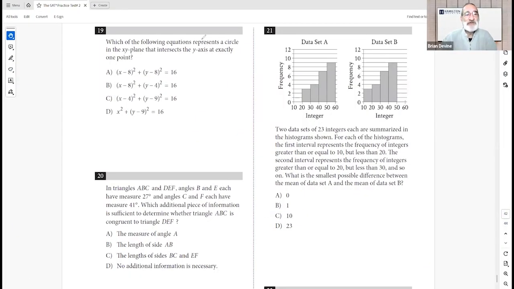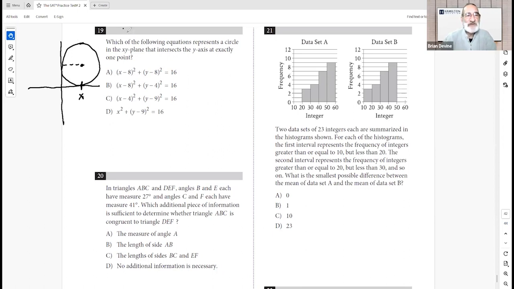Question 19. Which of the following equations represents a circle in the xy plane that intersects the y-axis at exactly 1 point? So it's tangent to the y-axis. So what that means then is that my x value of the center has to be the radius, because I've got to have something like this. Say I had a circle that was centered right here. And to be tangent then to the y-axis, the radius has to equal the x, or h, of the center.